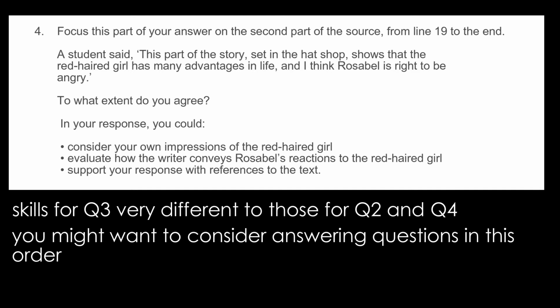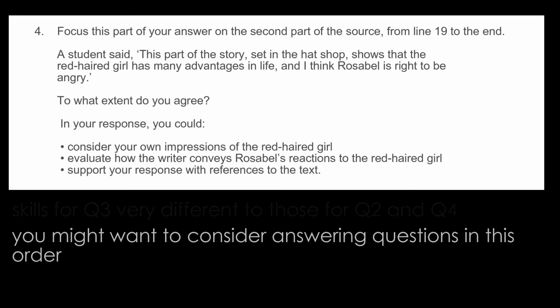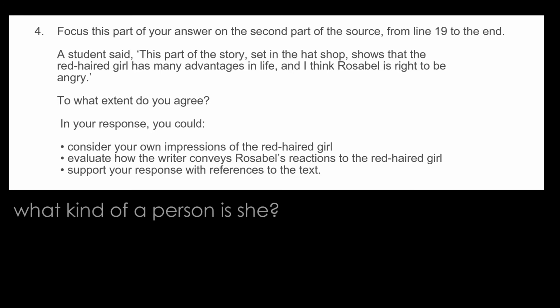So, question 4 is: focus this part of your answer on the second part of the source, from line 19 to the end. A student said, "This part of the story, set in the hat shop, shows that the red-haired girl has many advantages in life, and I think Rosabel is right to be angry." To what extent do you agree? In your response, you could consider your own impressions of the red-haired girl. So what kind of a person do you think she is?